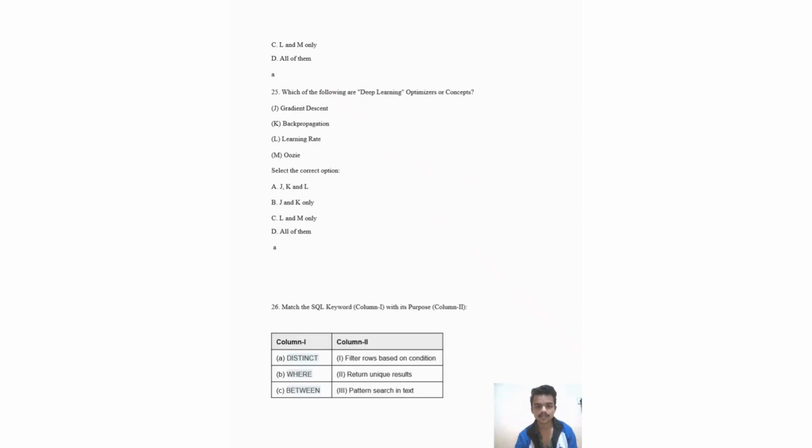Which of the following are deep learning optimizers or concept? So gradient descent, backpropagation, learning rate, UZ. So the answer will be JK and L.